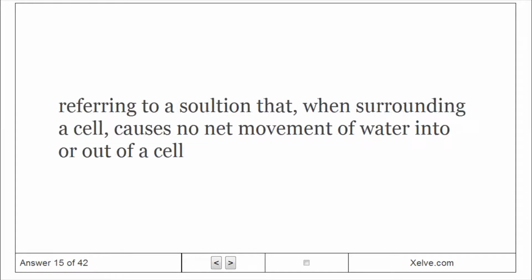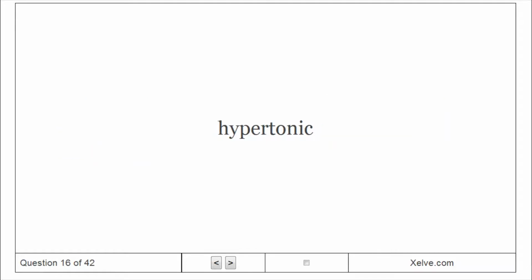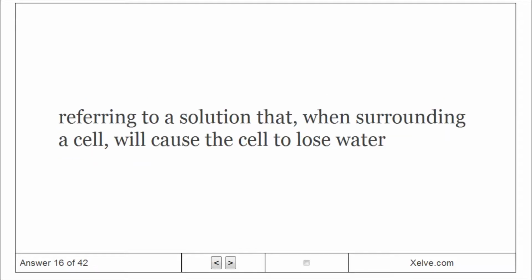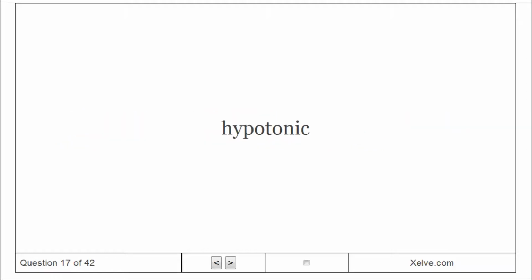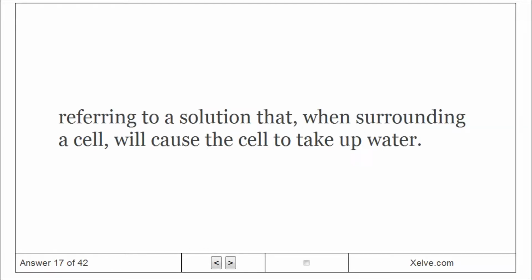Isotonic, referring to a solution that, when surrounding a cell, causes no net movement of water into or out of a cell. Hypertonic, referring to a solution that, when surrounding a cell, will cause the cell to lose water. Hypotonic, referring to a solution that, when surrounding a cell, will cause the cell to take up water.